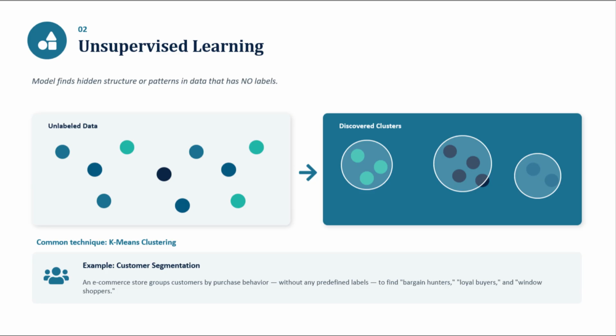One of the most popular techniques here is clustering. A famous algorithm for clustering is k-means. For example, an online shopping company wants to understand its customers. Without any labels, the algorithm may automatically discover groups like loyal customers, bargain hunters, premium buyers, or inactive customers. Nobody manually defined these groups. The machine found them on its own. That's why unsupervised learning is called pattern discovery.